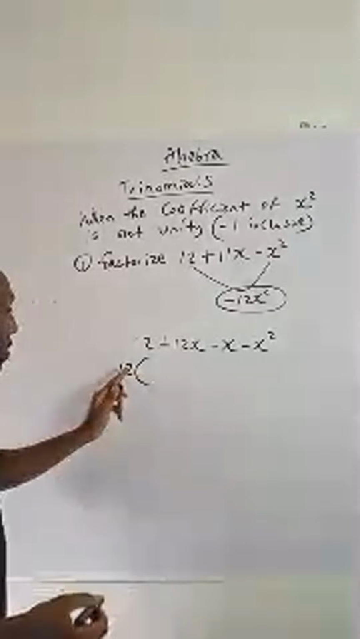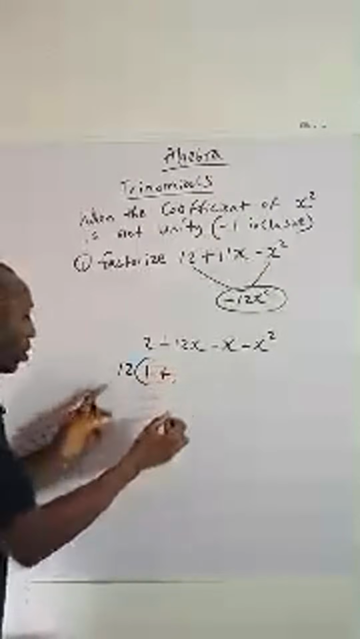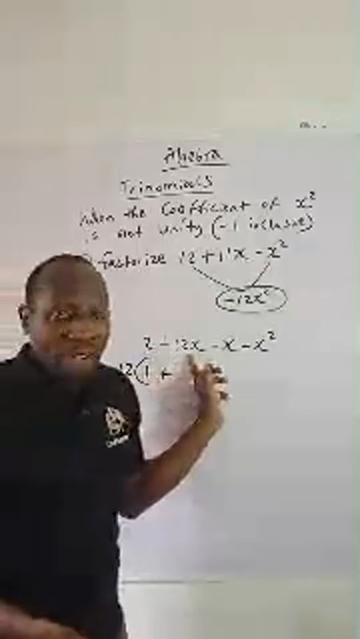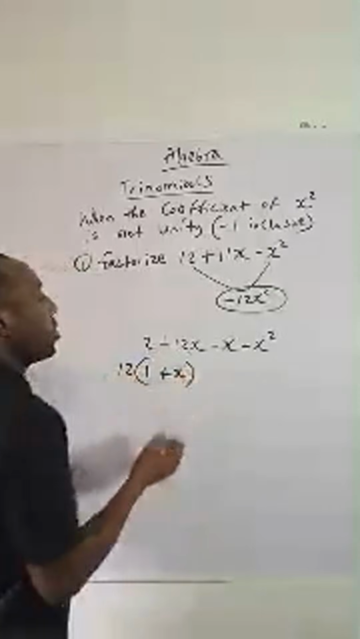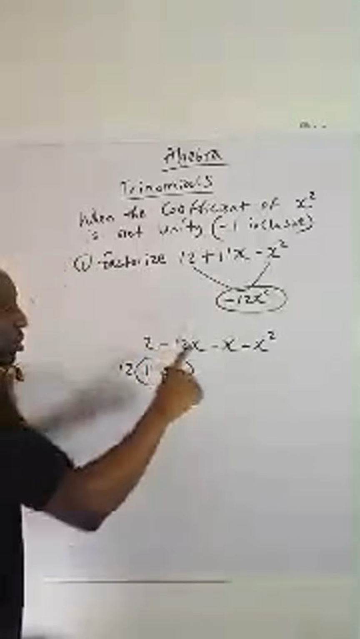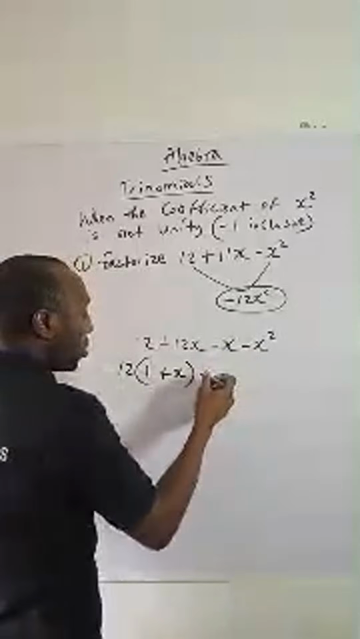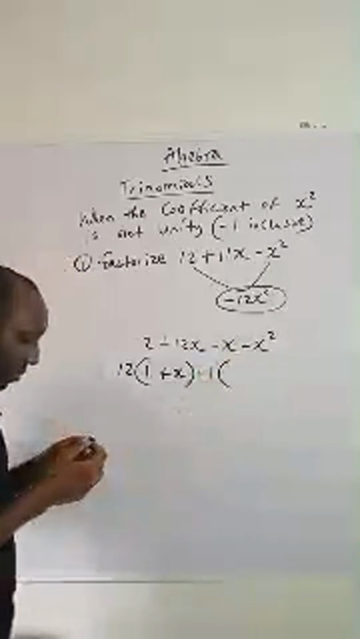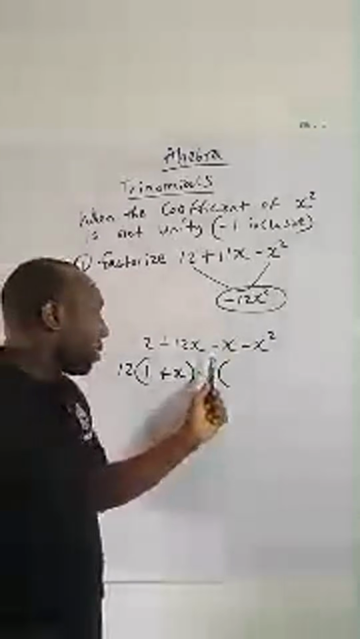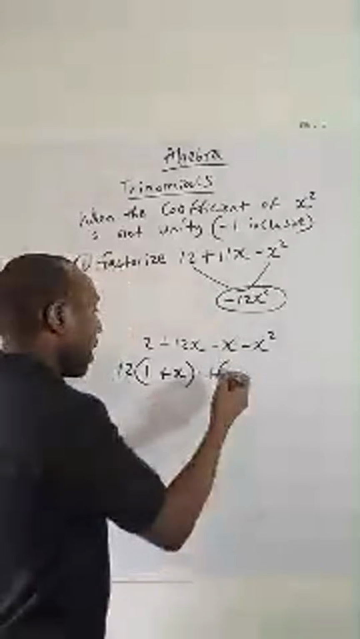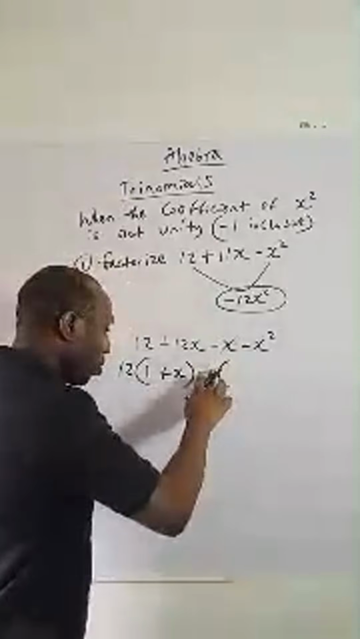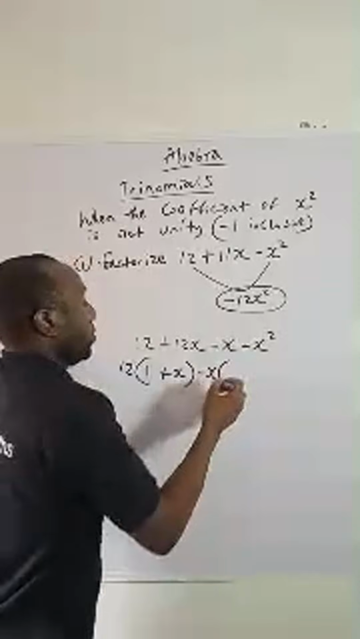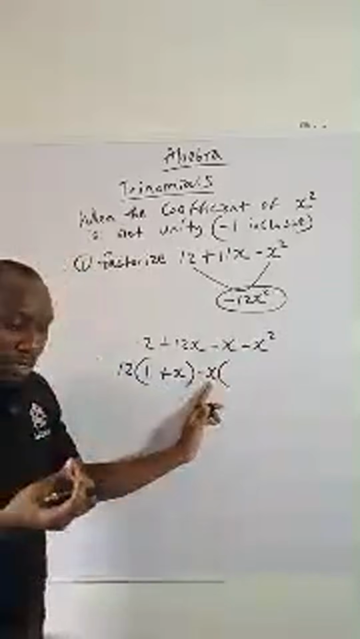Open a bracket. 12 into 12 is 1, then plus 12x goes into 12x. You have x. You close the bracket. What is common between minus x and minus x squared? That's minus x. Open a bracket. What is minus x into minus x? Yes, minus x is common.